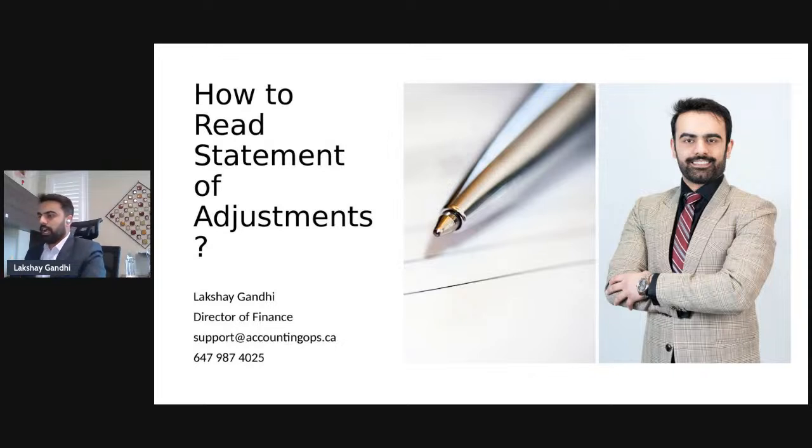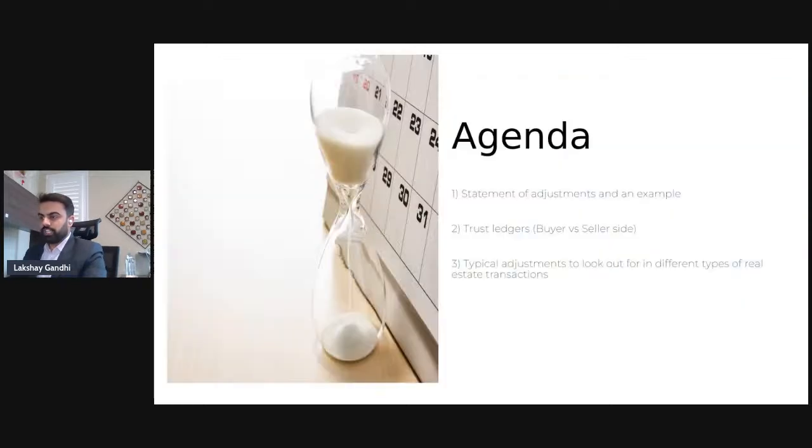All right, so how to read a statement of adjustments. Today's agenda would be: we will be talking about the statement of adjustment followed by an example. Then we're going to talk about the trust ledger, both the buyer side as well as the seller side. Then we're going to talk about the typical adjustments to look out for in different types of real estate transactions, whether it be adjustments related to a new build, pre-construction, or a resale house. We're going to talk about those as well.